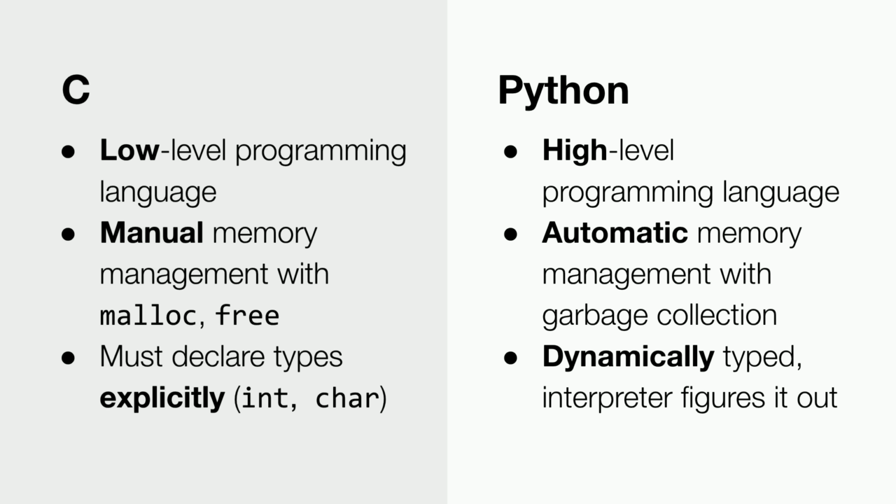it's typically safer. And in C, another difference we notice is that you have to declare types pretty explicitly, saying when you're declaring a variable that's an integer or a character. In Python, the syntax you'll see is much more human-like, and so the variables are dynamically typed. The interpreter figures that out.